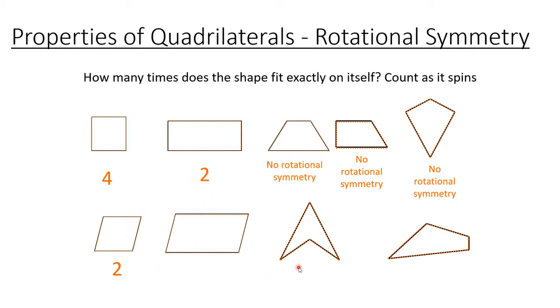Now have a look at our parallelogram. Goes in once and twice. So it's got order of 2 rotational symmetry. Our arrowhead is 0. There's no rotational symmetry, only once. And then our irregular quadrilateral, again, only fits back right to its beginning, so it has no rotational symmetry.